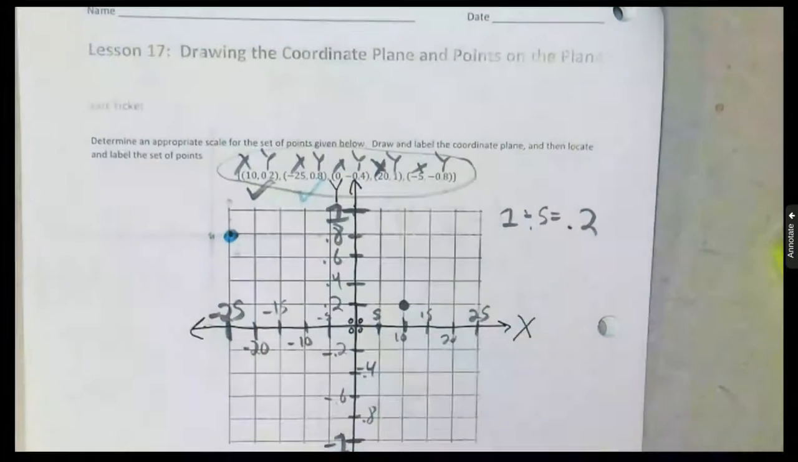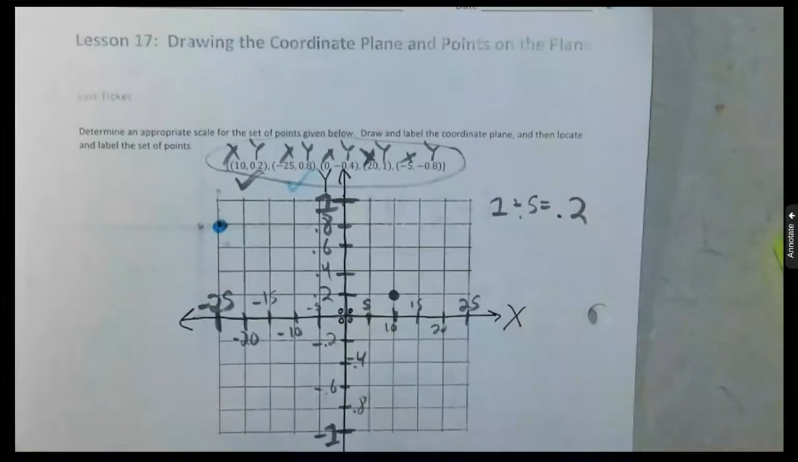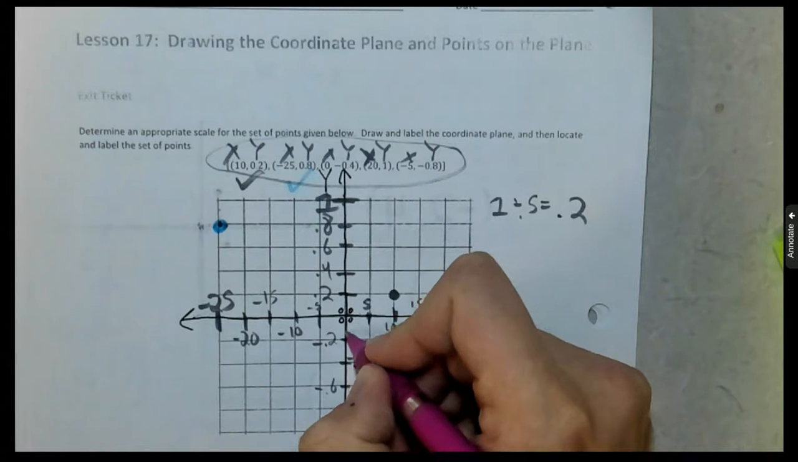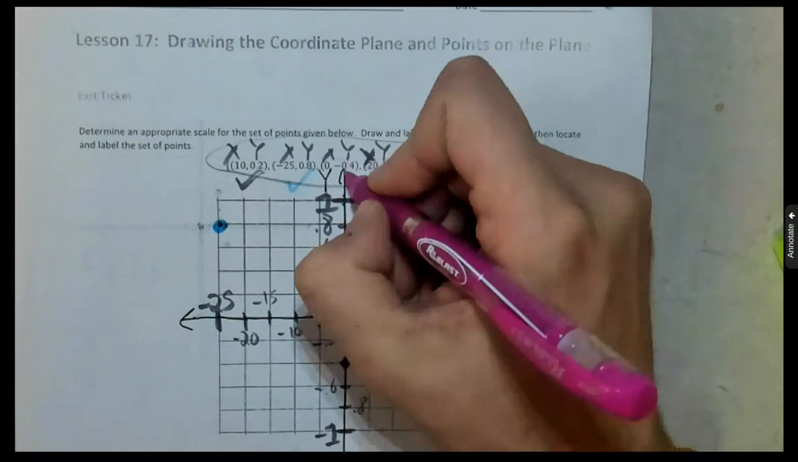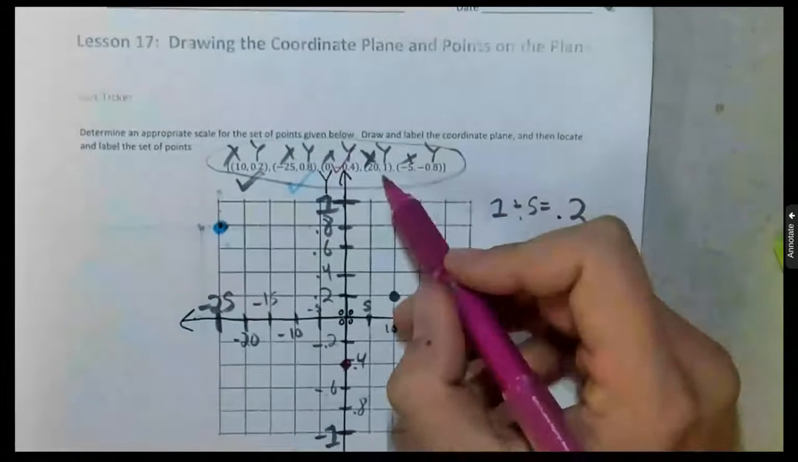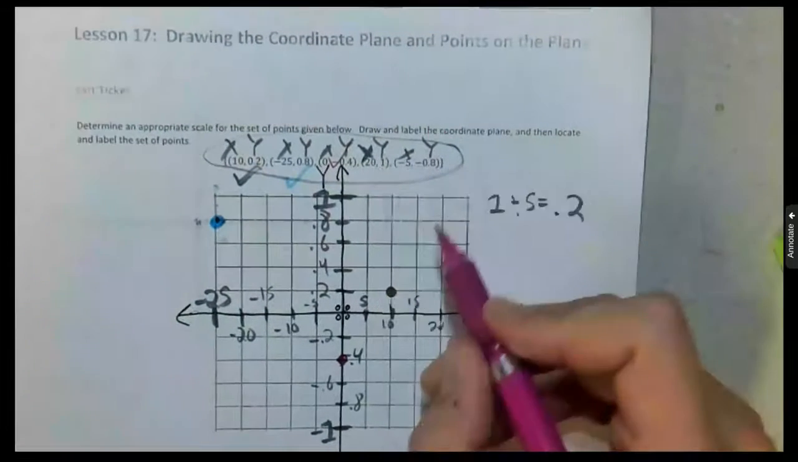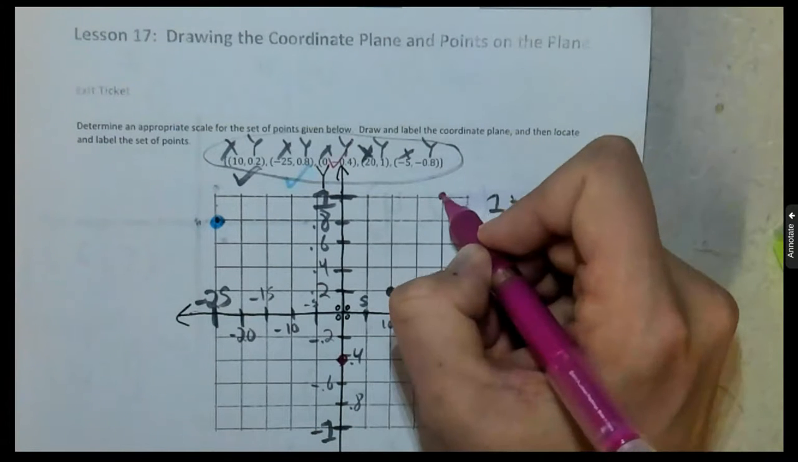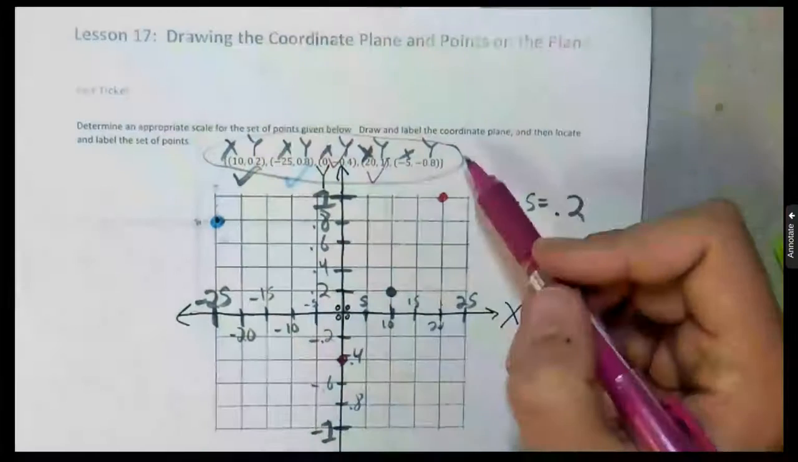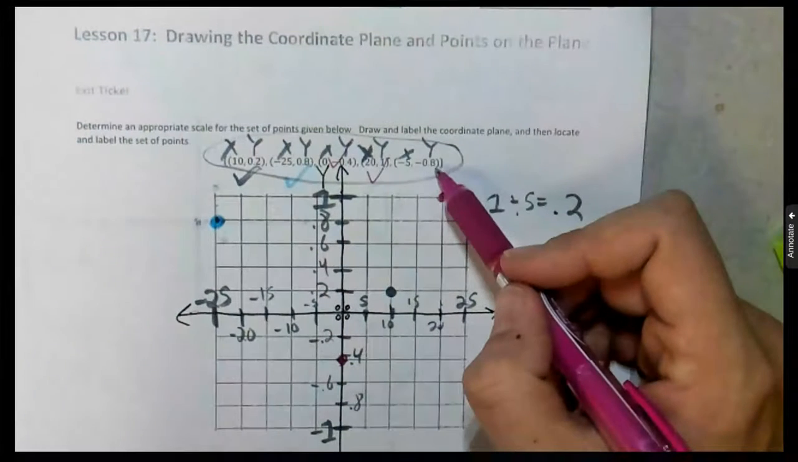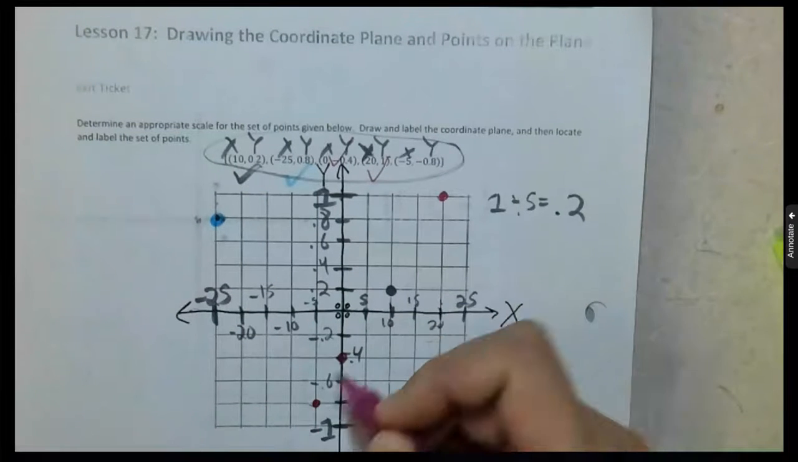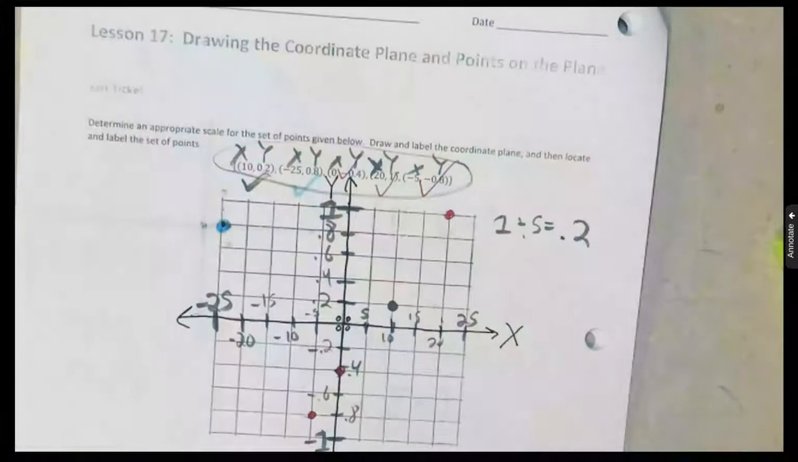Good. Over 0, down 0.4. So we're not moving at all on the x, but we're going down 0.4. So that one's done. Over 20, up 1. So that's all the way over here. Back 5, down 0.8. That is right there. Awesome. All right, that was lesson 17.